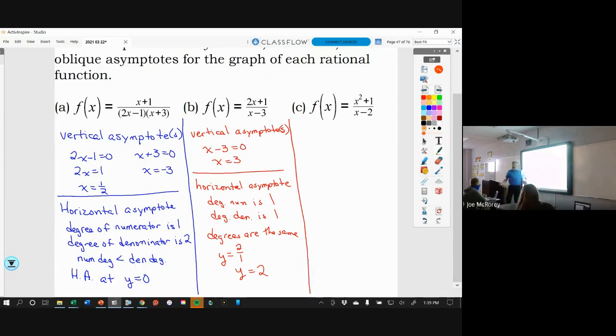Because if you think about it, there's only 3 things that can happen. Either the top is smaller, they're the same, or the top is bigger. Can you think of any other possibility? There's nothing. Either the top is small, they're equal, or the top is big. Part C, we have the top big, but before we talk about horizontal, let's talk about vertical. Vertical asymptote, we're at x equals 2.